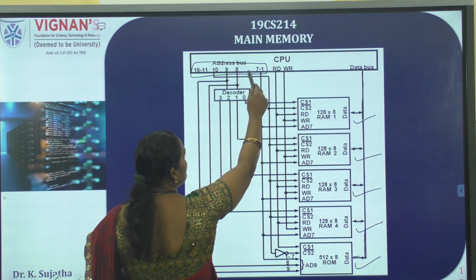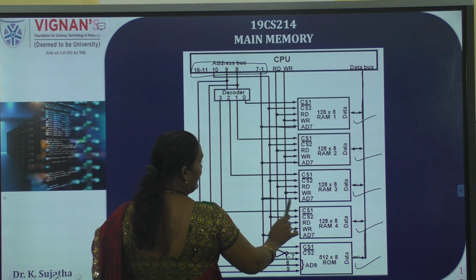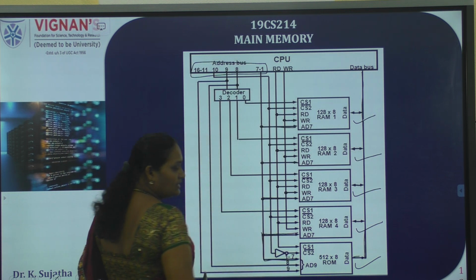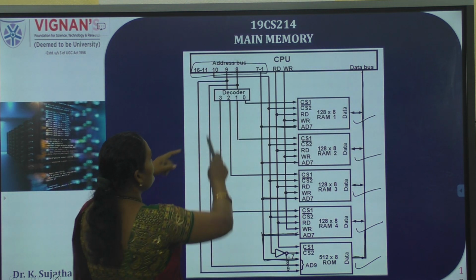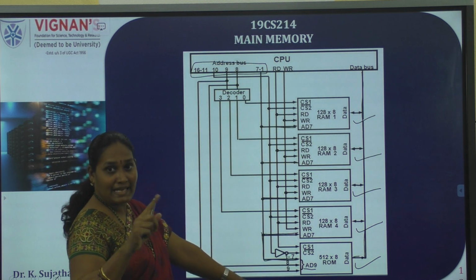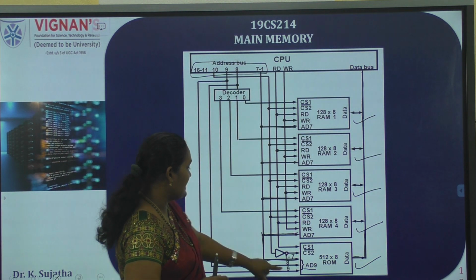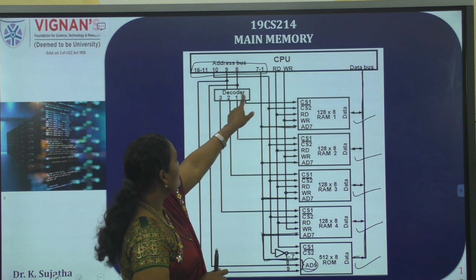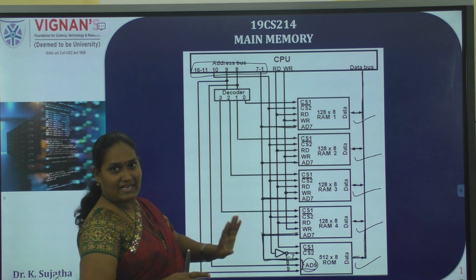Now let us see 1 to 7. These are connected to address AD7 of all RAM chips and also AD9 of ROM. And let us see the 8th and 9th bits. These 8th and 9th bits are connected to AD9. Since the ROM needs 9 address lines, 1 to 7, 8 and 9, all the address lines are connected to AD9. Only the 1 to 7 address lines are connected to AD7, since it needs only 7 address lines.